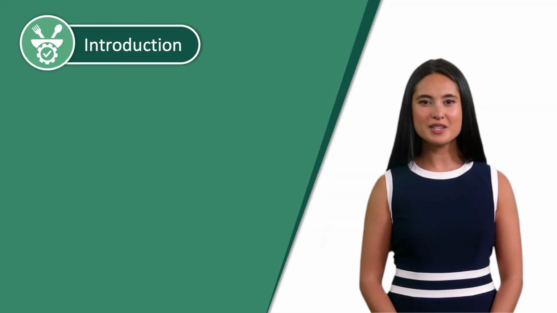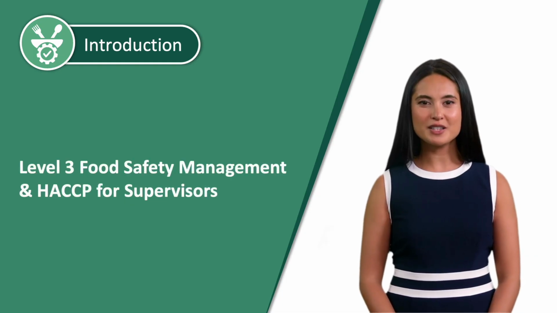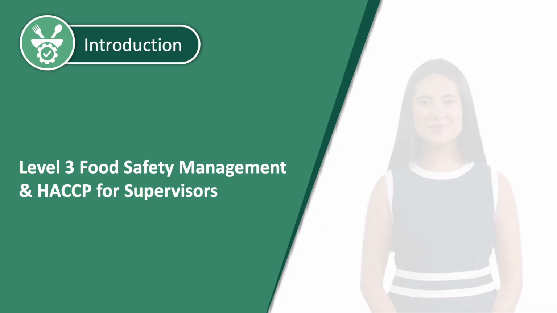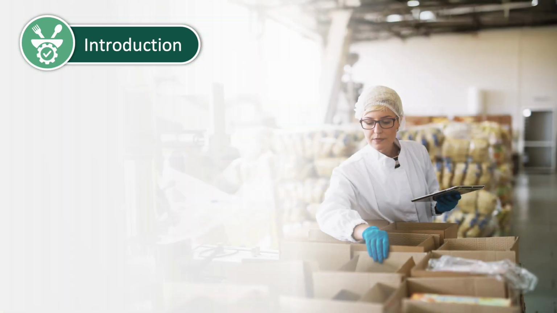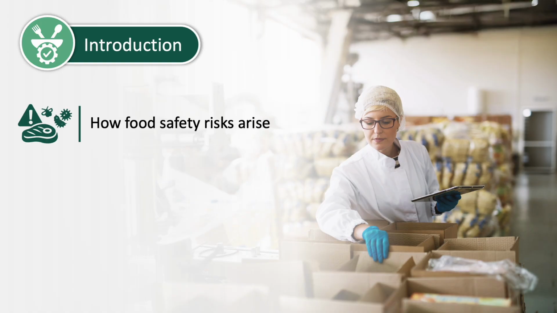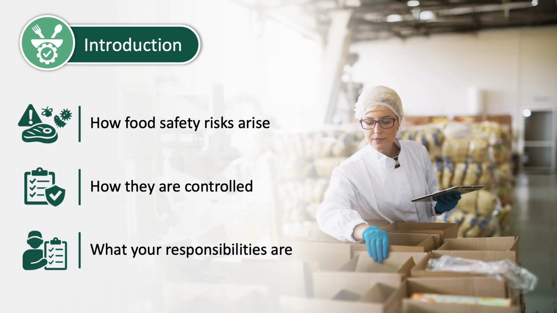Hello, and welcome to this Level 3 Food Safety Management and Hazard Analysis and Critical Control Points, or HACCP, for Supervisors course. This program is designed to give you the knowledge and practical understanding needed to manage food safety effectively in a supervisory role. Throughout this course, you will learn how food safety risks arise, how they are controlled, and what your responsibilities are in ensuring safe, compliant operations.